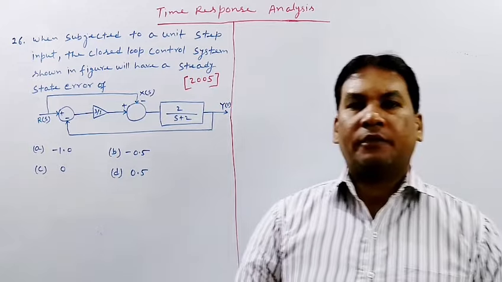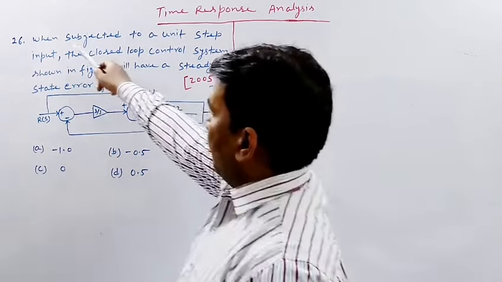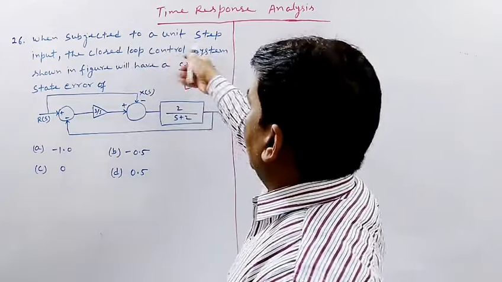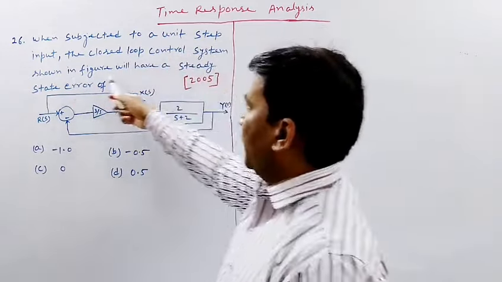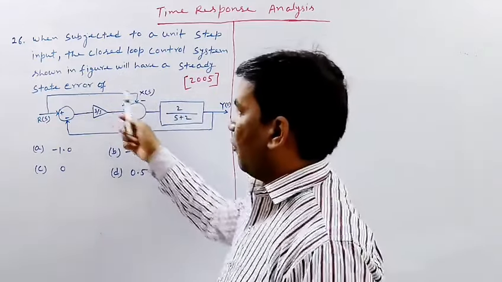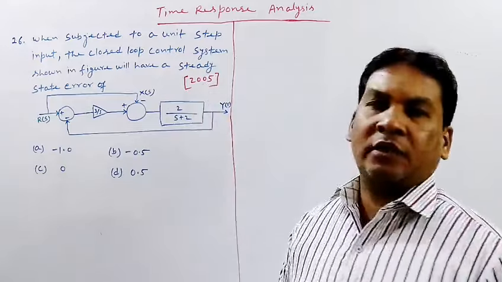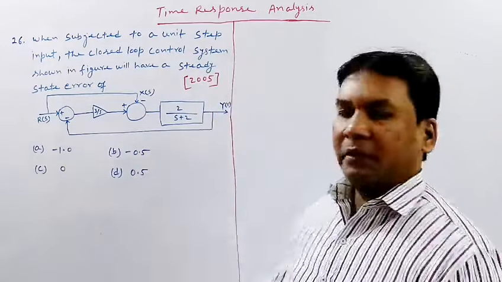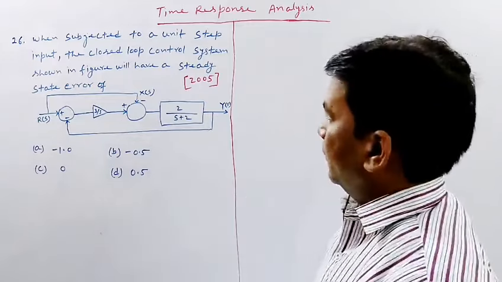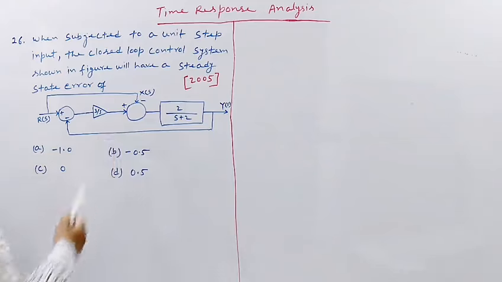The 7th class of time response analysis. Here the question is, when subjected to a unit step input, the closed loop control system shown in figure will have a steady state error of. So this is the closed loop system given, and this question has been asked in GATE 2005. There are 4 alternatives. So which one is the appropriate answer? Let us see what is the appropriate answer.